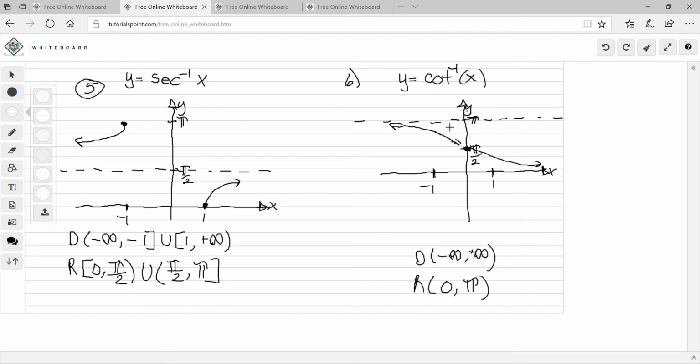Okay, so those are your six inverse trigonometric function graphs. I would really just know where the range is, because the range tells us which quadrants we can use. So let's start doing problems.